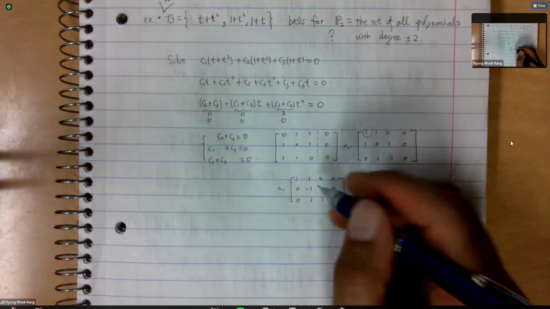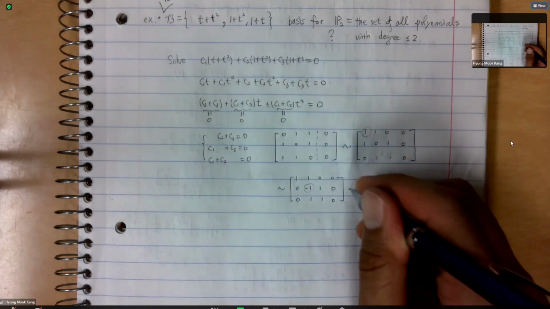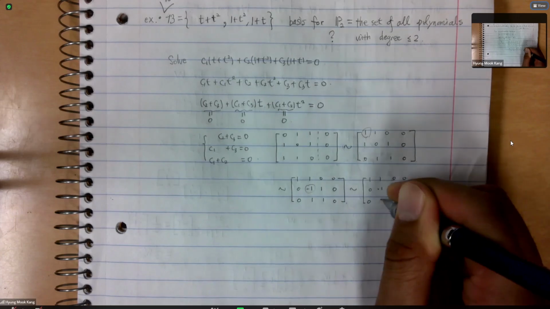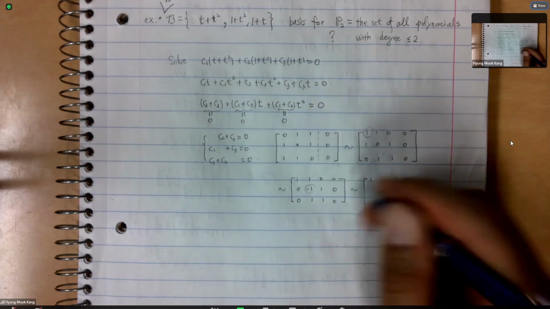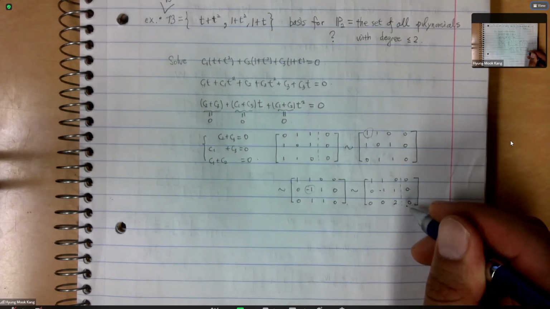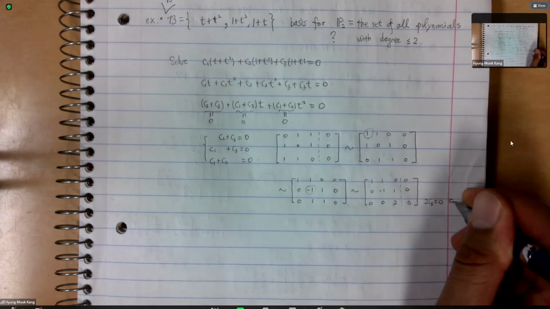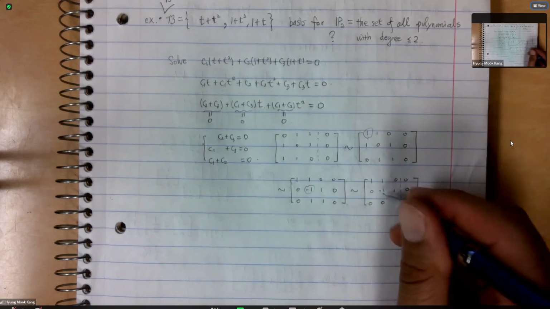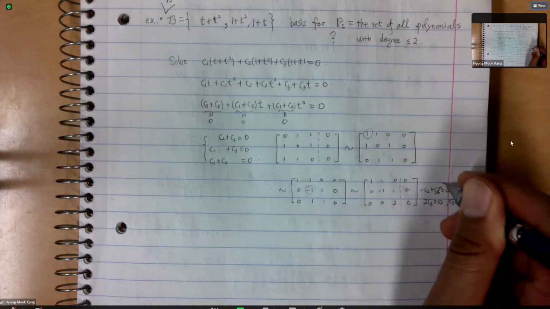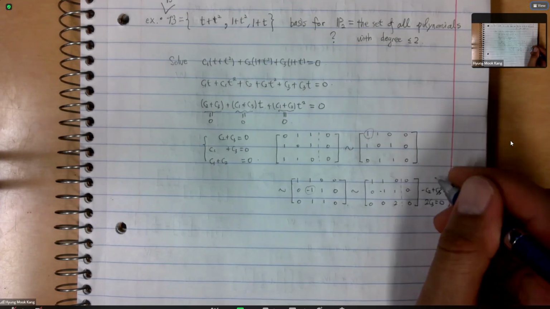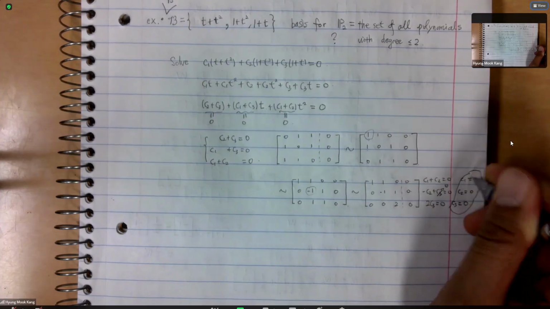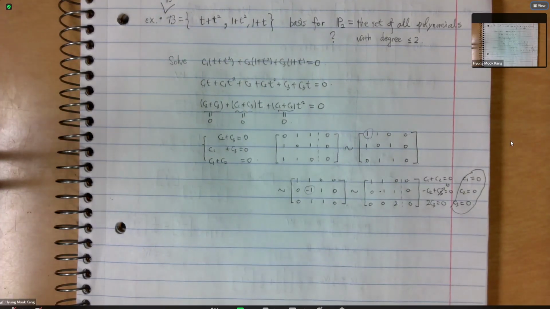Now we got a second pivot here. Eliminating the bottom one, we get 1, 1, 0, then 0, negative 1, 1, and 0, 0, 2, since 1 plus 1 equals 2. So 2C3 equals 0, so C3 equals 0. Then negative C2 plus C3 equals 0, where C3 equals 0, so C2 also is 0. And C1 plus C3 equals 0, so C1 also is 0. So we always get the case that all the coefficients are 0.